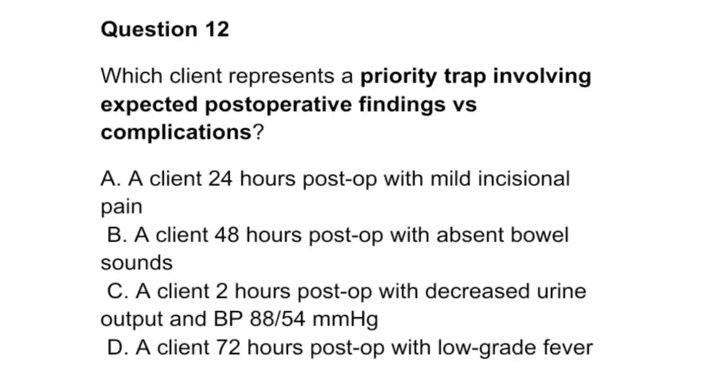Question 12. Which client represents a priority trap involving expected postoperative findings versus complications? A, a client 24 hours post-op with mild incisional pain. B, a client 48 hours post-op with absent bowel sounds. C, a client 2 hours post-op with decreased urine output and BP 88/54 millimeters of mercury. D, a client 72 hours post-op with low-grade fever.